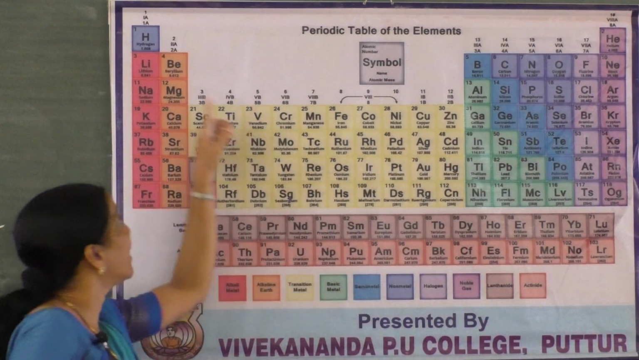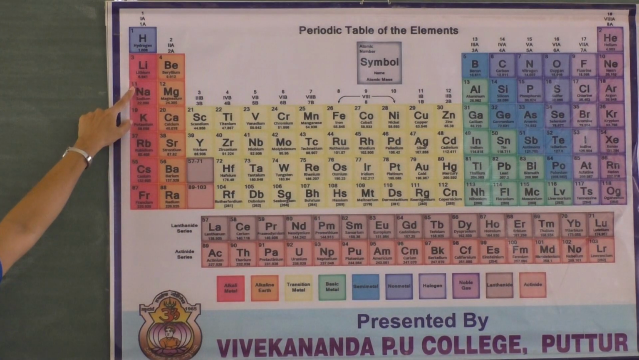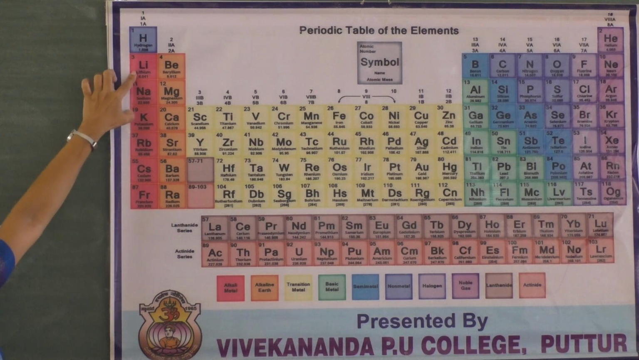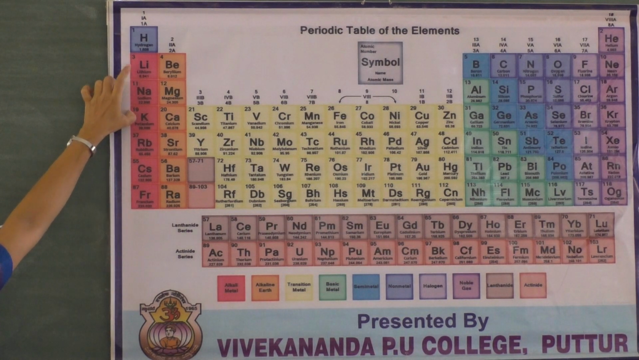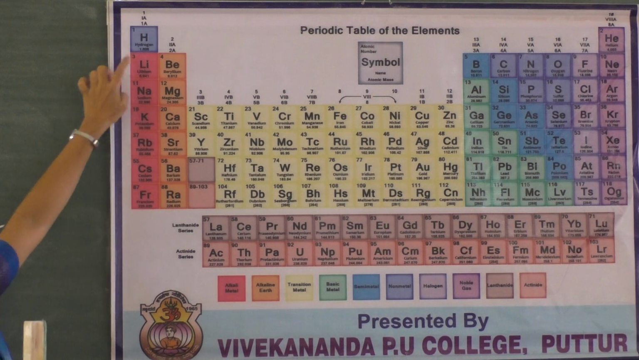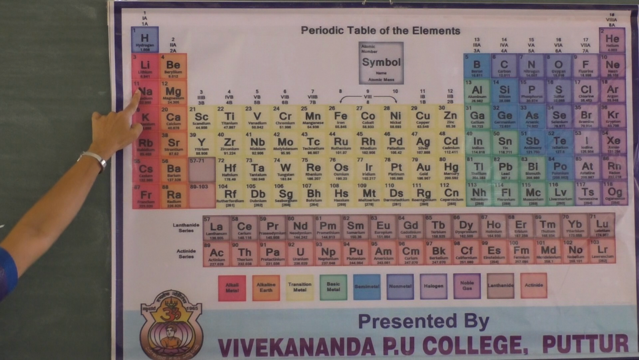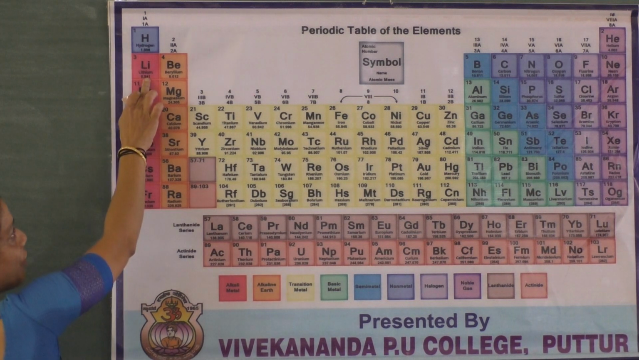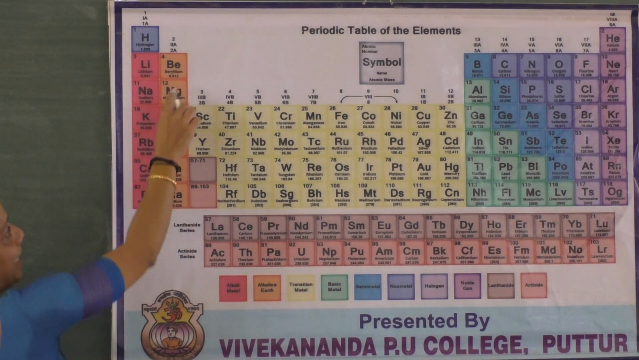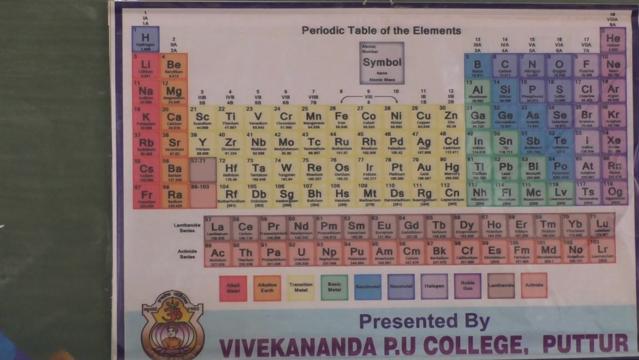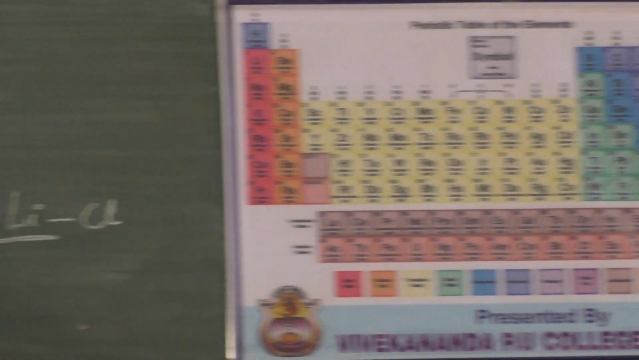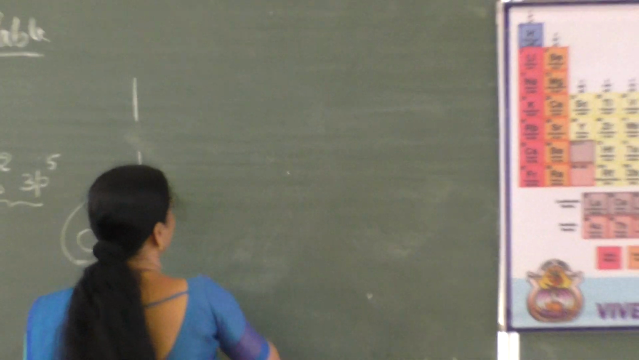And you can see here the lithium, just now we have written the electronic configuration and we know that the valence electron present in the outermost shell is only 1, combining capacity is also 1. What is that combining capacity called? Valency. What is the valency of lithium? That is 1.